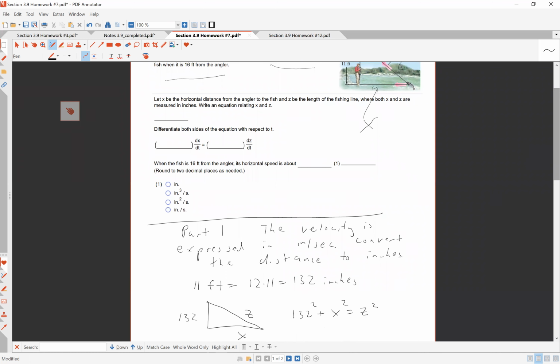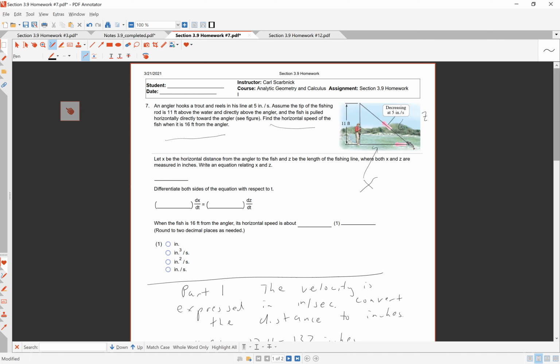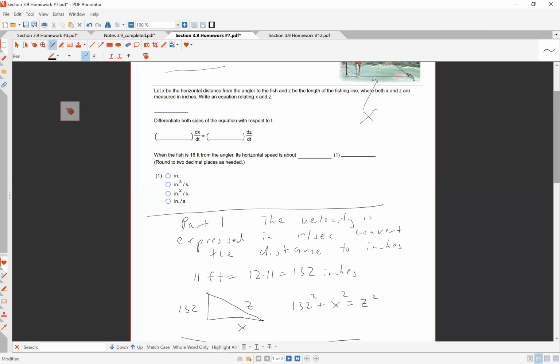Again, it's just a right triangle. What also makes this a little bit tricky is that the rate is given in inches per second, but some of the measurements are given in feet. So let's convert 11 feet into inches. 11 feet multiplied by 12, you get 132.